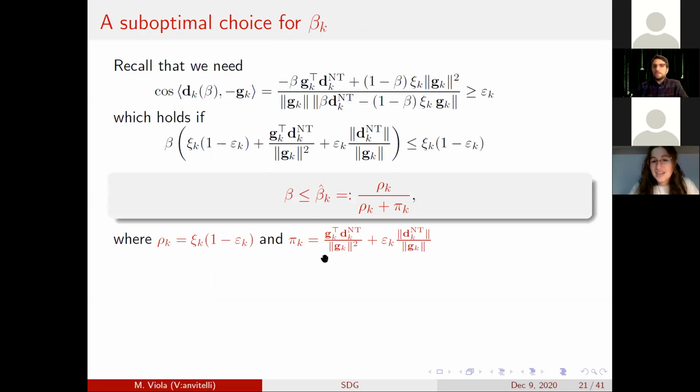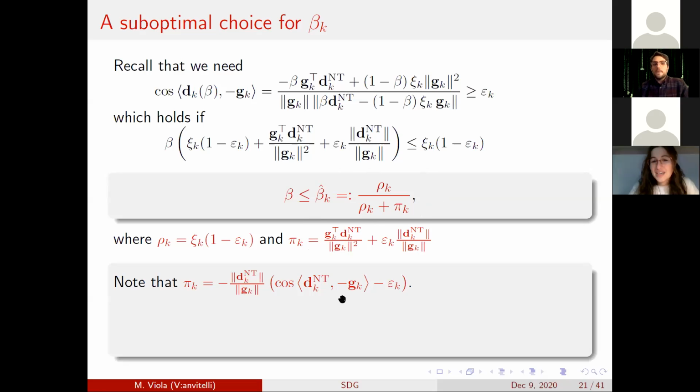but you end up finding that a sufficient condition for this to hold is that your beta is smaller than this beta hat, where rho k and p k are defined here. These are two nice positive quantities, so you're sure that this is a value between 0 and 1. And this has a nice feature, because this form allows us to understand better what is going on. Because if we rewrite p k, we can see that it's a multiple of the difference between the cosine and the threshold we have fixed for the cosine.